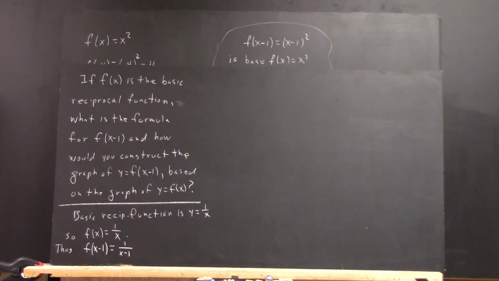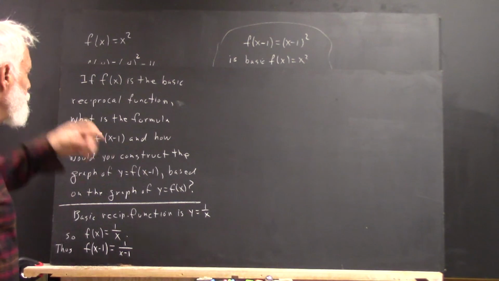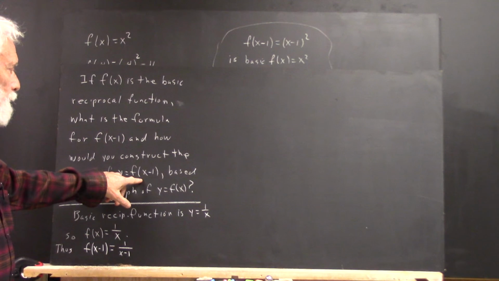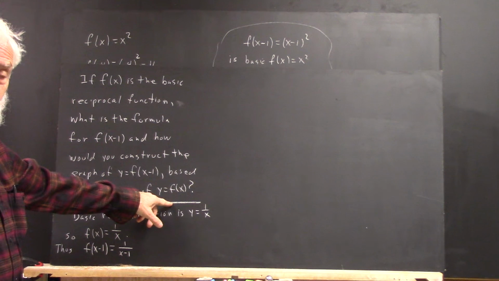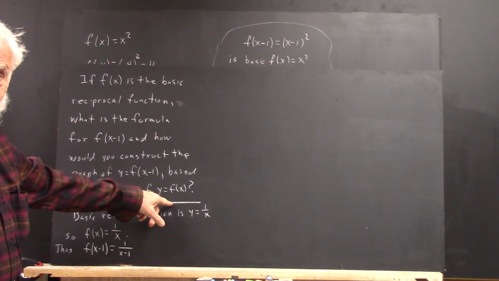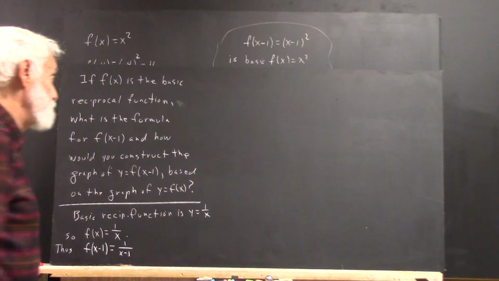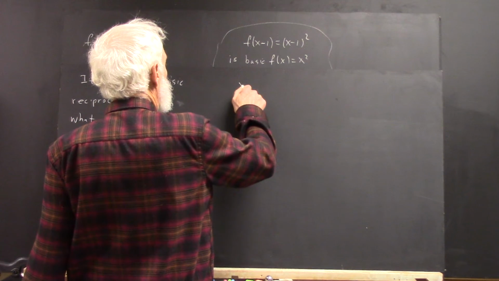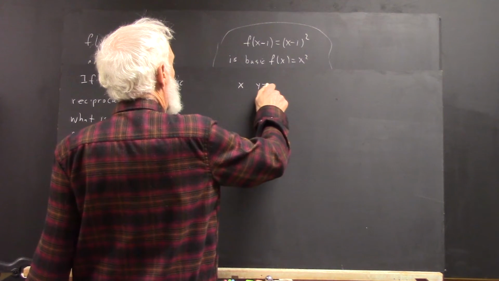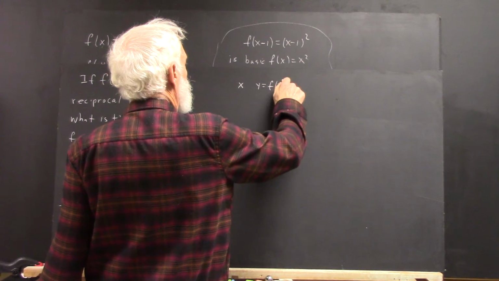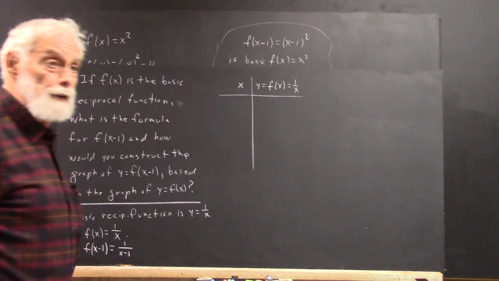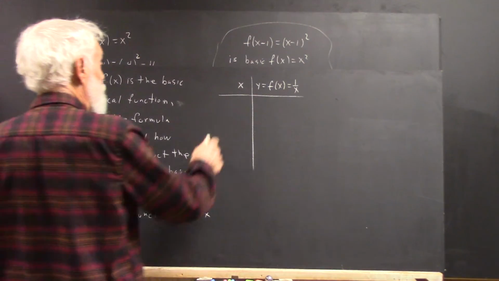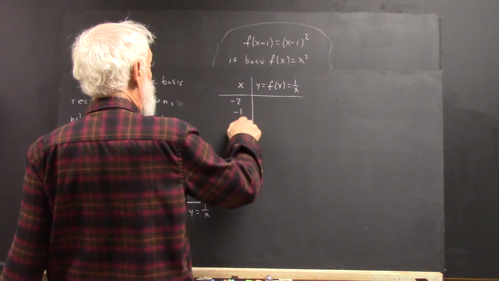Now, what would you do to construct the graph of y equals f of x minus 1 based on the graph of y equals f of x? Well, it might help you. I didn't say construct the graph of the f of x function, but we can easily make the table for this, assuming you get the arithmetic right.